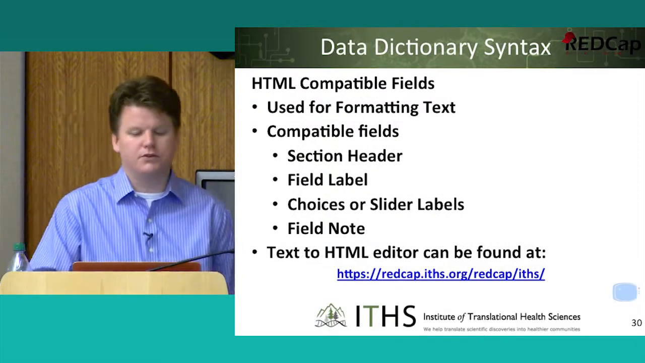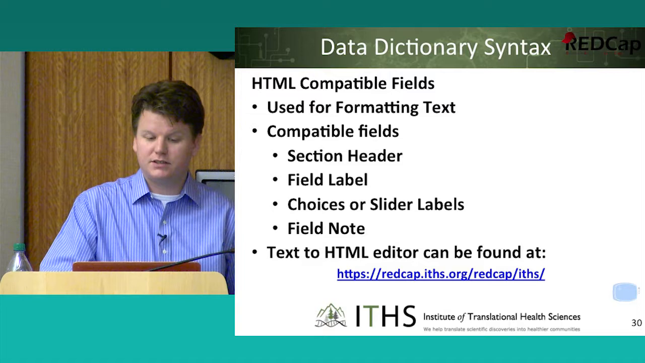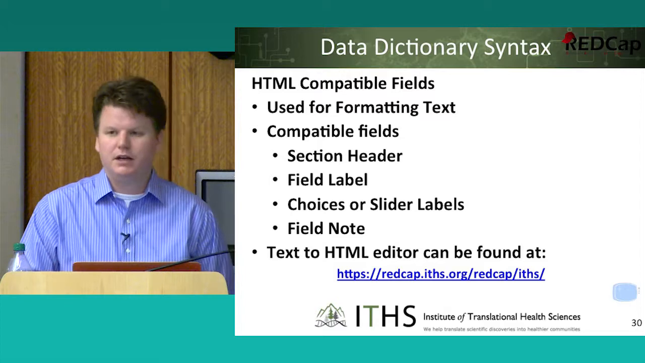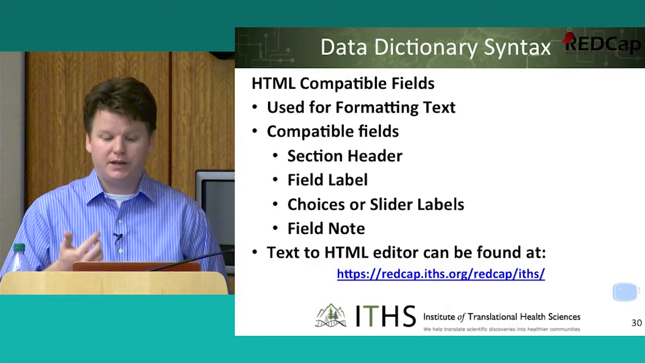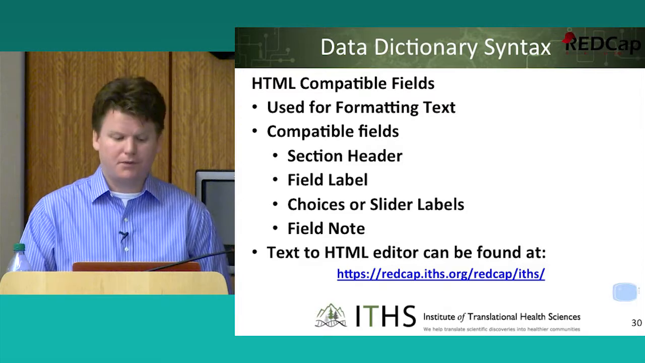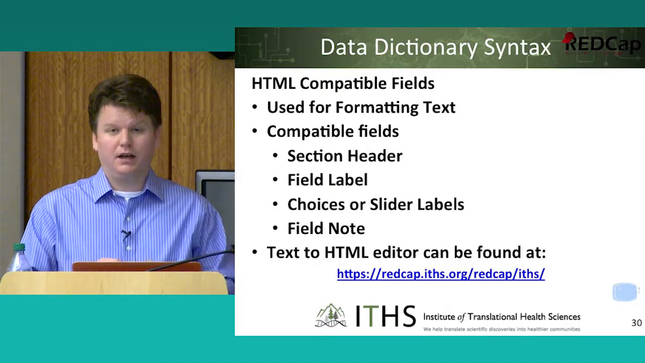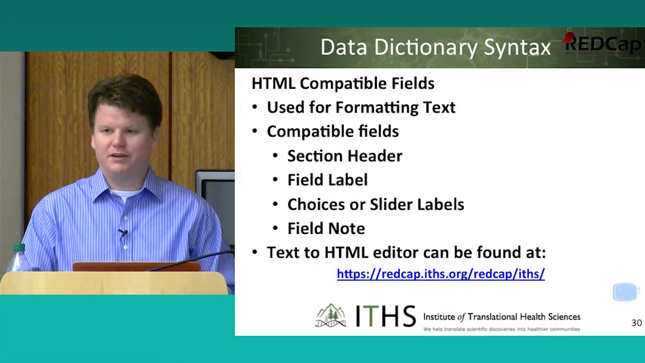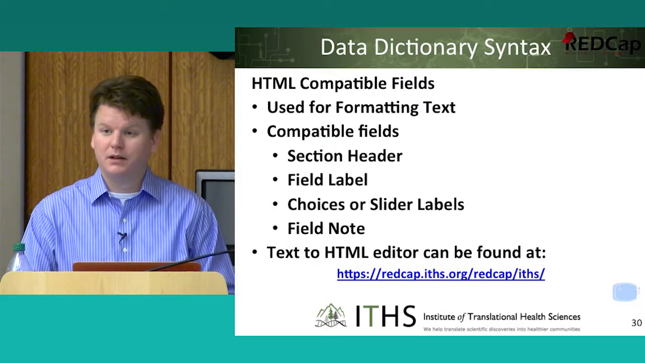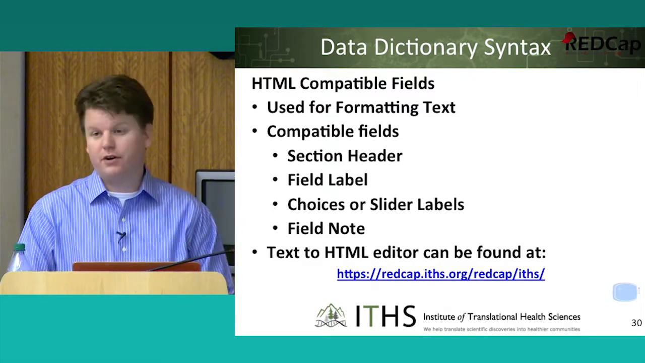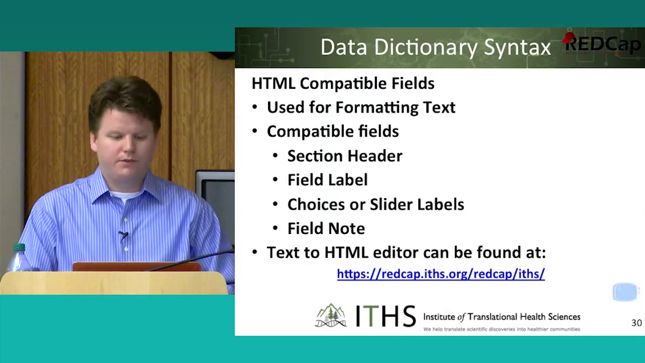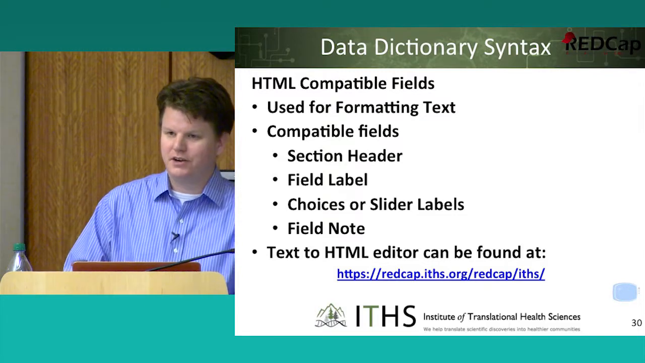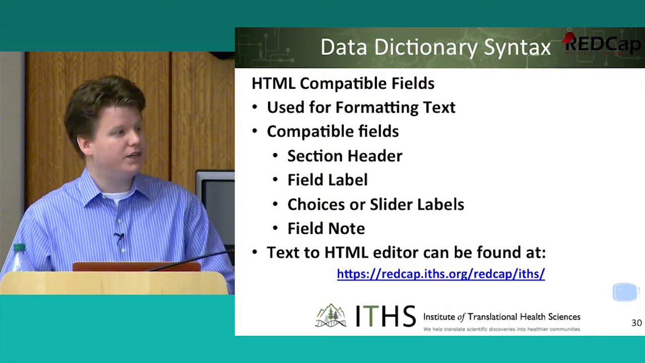HTML compatible fields are used for formatting text. Some compatible fields: section header, field label, choices and or slider labels, and the field note. If you don't know how to use HTML, we have a link to a nifty online editor where you can just put in your text, format it, and then hit the source button, and it will give you the code that you need to copy and paste into REDCap. Super handy if you don't know HTML. However, if you don't want to use that one, if you Google HTML editor online, then you can probably find one that suits your needs.